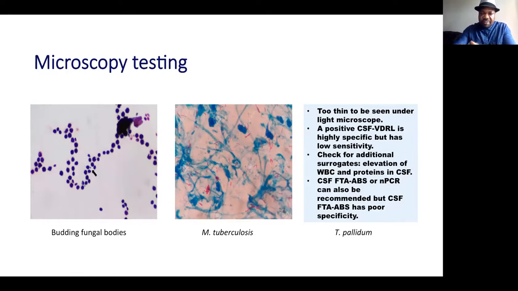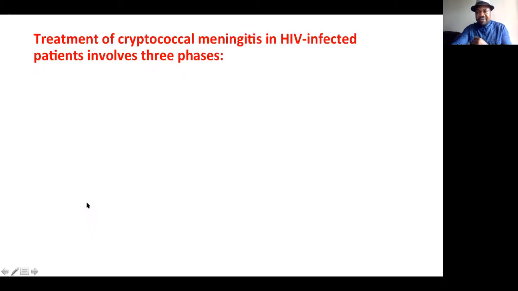Now, in this specific patient, the diagnosis points more toward cryptococcal meningitis. So how do we manage cryptococcal meningitis, especially in HIV-infected patients? We manage them in 3 phases.